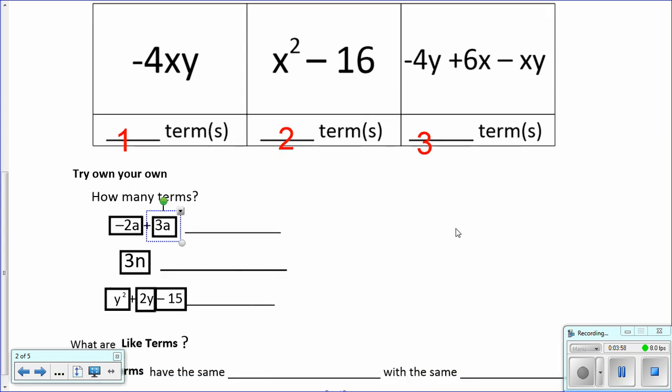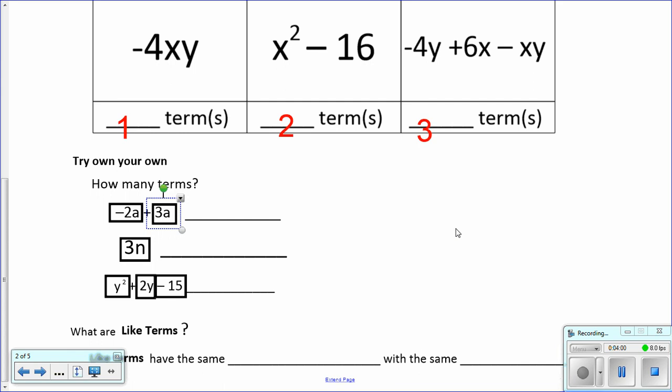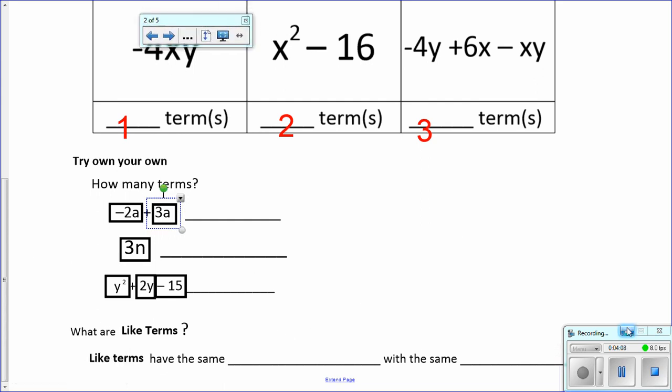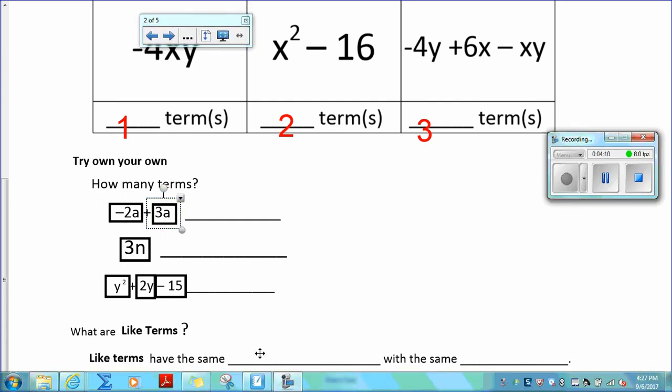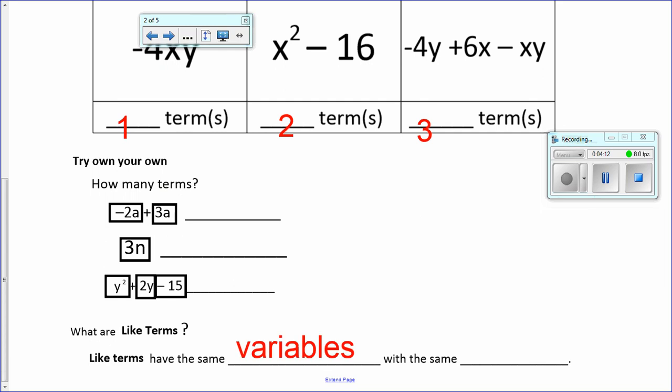Okay, welcome back. Now that we know what terms are and how to find them, we're going to look at like terms. Like terms have the same variable, so the same letter, with the same exponent. So it's the same letter raised to the same exponent.